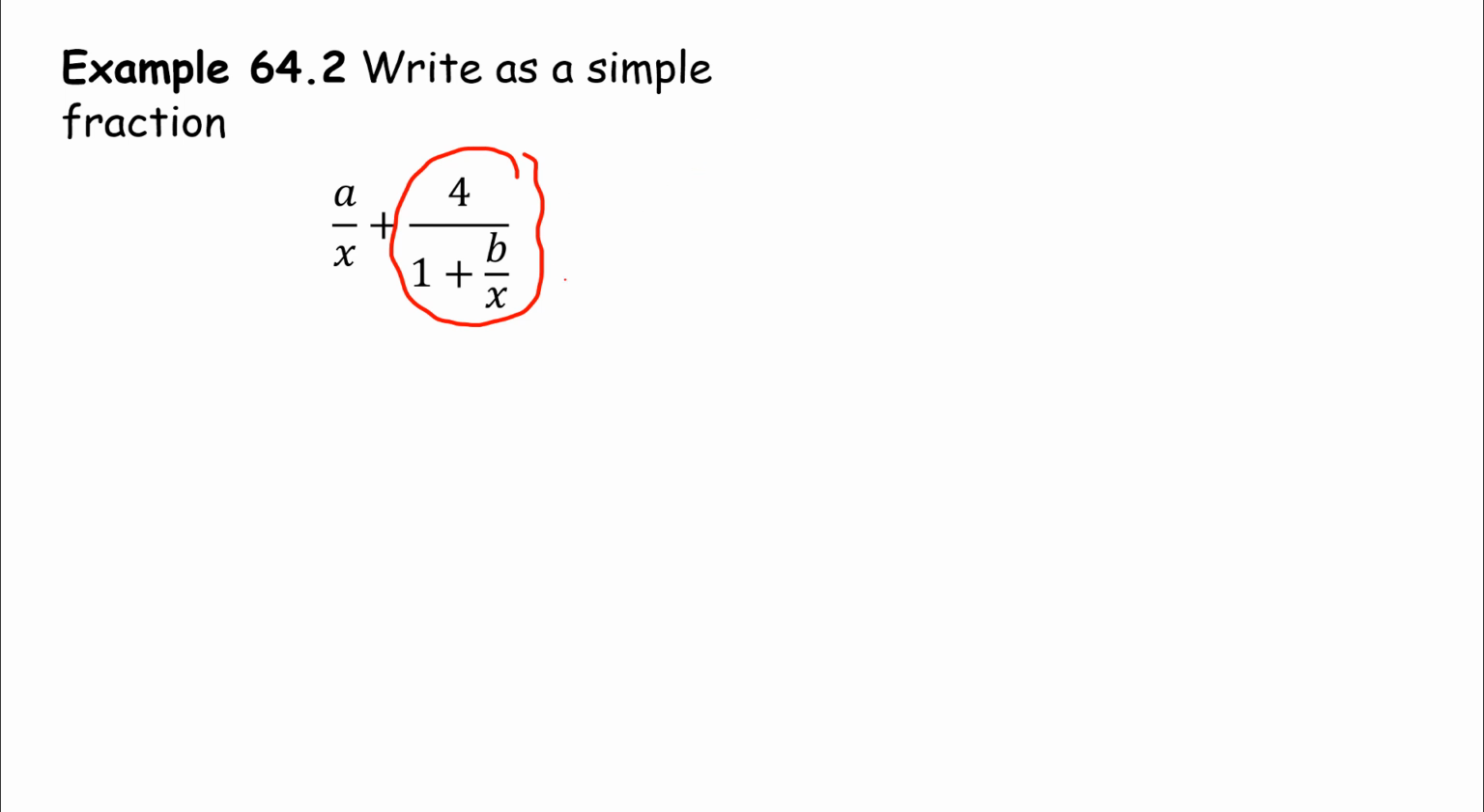And one way you can do that is on the denominator, you want to get a common denominator for 1 and b over x. And of course, that's going to be x. So you're going to multiply the 1 by x over x. And you will have, in the numerator, you will have 4 still. Nothing happened there. And then you have x over x plus b over x. And so that fraction becomes 4 over x plus b over x.